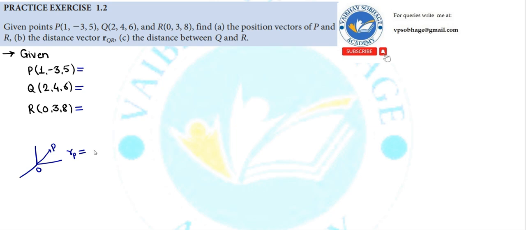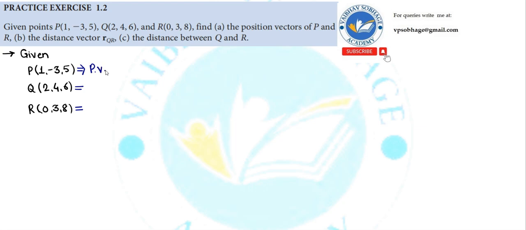For the coming lectures, whatever the position vector is, I am going to represent it by using the word PV. So PV is nothing but the position vector. This is the concept of the position vector. You can go through the book for the same. Now, since we are given the point P, what will be the position vector for point P?